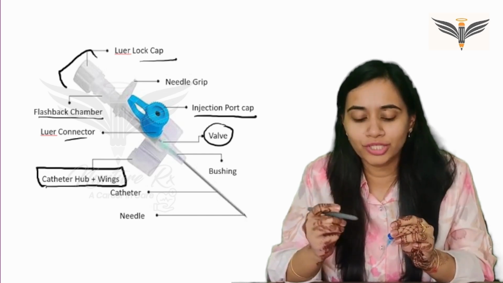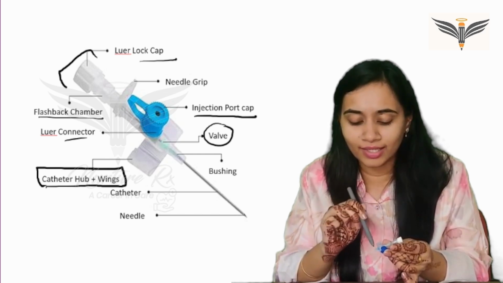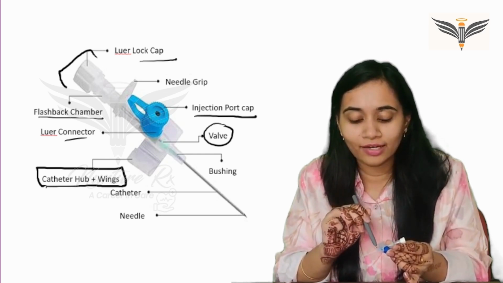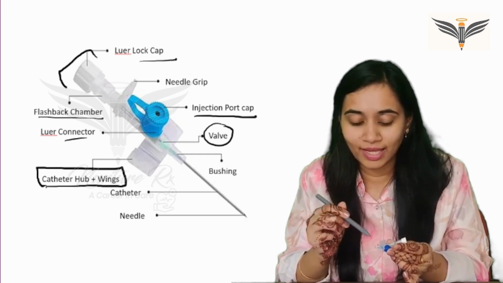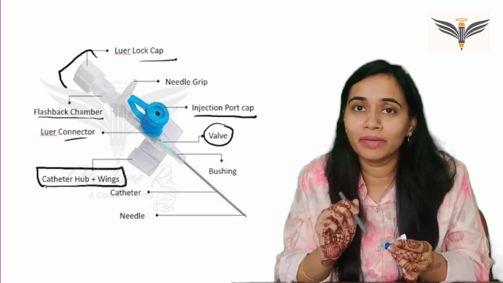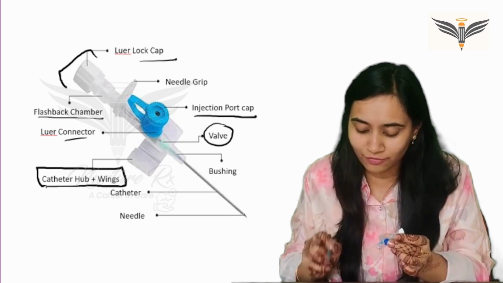Now, what is a bushing? This is your other part of the cannula and this is your main cannula which is going to be inserted into the vein. Now, this bushing is what connects these both parts. This is like an external covering. So, what is its use? It makes your cannula leak free. Okay, this you have to remember.